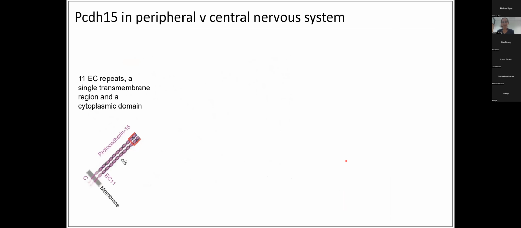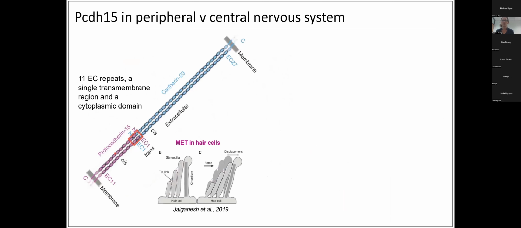So what is protocadherin 15 and what does it look like? Well, it's shown here as a dimer. This is a cell membrane, and it's got a short cytoplasmic domain, a single transmembrane domain, and then these 11 extracellular cadherin repeats. It's best known for its function in the ear, where it's expressed by auditory hair cells. It binds to cadherin 23, forming a really stable structure called a tip link, which joins the stereocilia and allows mechanoelectrical transduction in hair cells. So it allows us to hear.